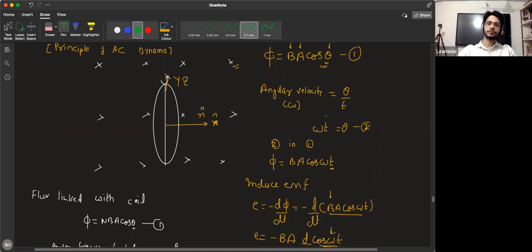Sir, is this part of AC or of EMI? EMI. But we will start AC dynamo from this calculation. This is the case which leads to AC dynamo, and your AC starts from this calculation.